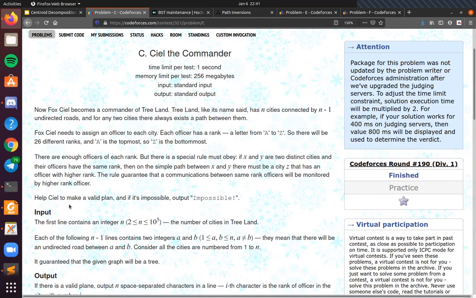Foxhill needs to assign an officer to each city. Each officer has a rank, a letter from A to Z, so there will be 26 different ranks, and A is the topmost, so Z is the bottommost. There are enough officers of each rank, but there is a special rule they must obey.